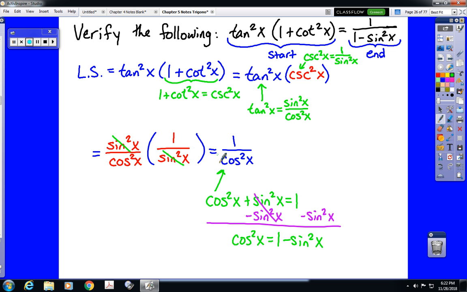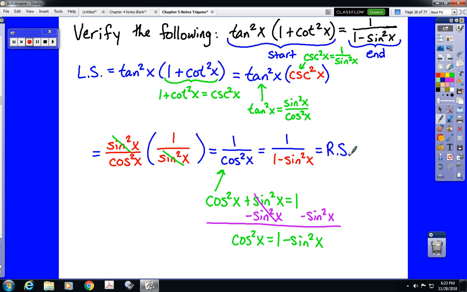Now if we look at where we're at and where we're trying to go, we've got the 1 on top, but we don't have the right thing on the bottom. But we do have something that's equivalent to it. Cosine squared is equal to 1 minus sine squared. We just showed that right here. So to finish this problem, we're going to leave the 1 alone, and we're going to substitute in 1 minus sine squared x from here for this cosine squared x. That is equivalent to the right side of the expression, and that ends that verification.